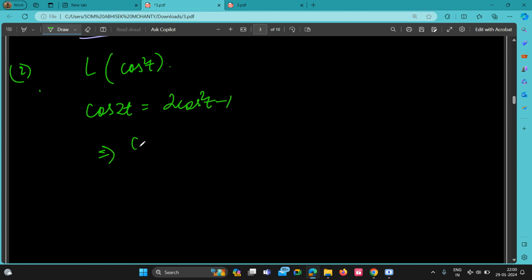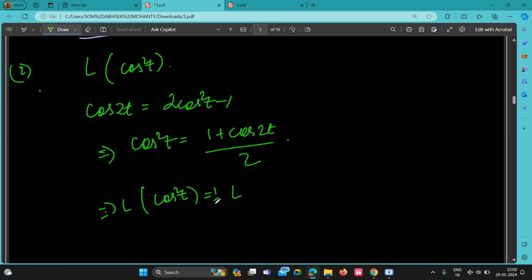If we do an example, question number 2, I think. Laplace of cos square t. So we know cos 2t is what? 2 cos square t minus 1. So cos square t is what? (1 plus cos 2t) by 2. Yeah? Cos square t is (1 plus cos 2t) by 2. So Laplace of cos square t, take the 1 by 2 out: Laplace of 1 plus cos 2t.